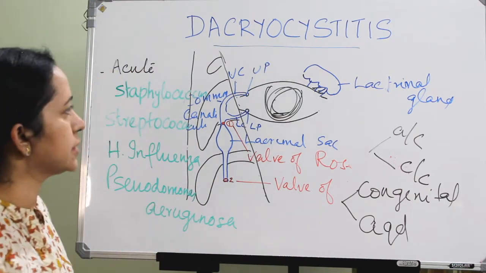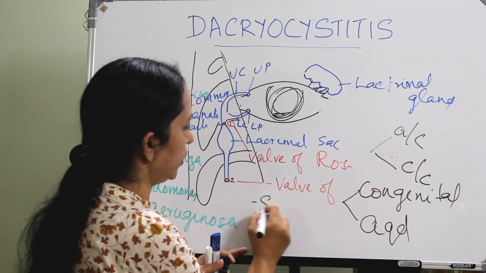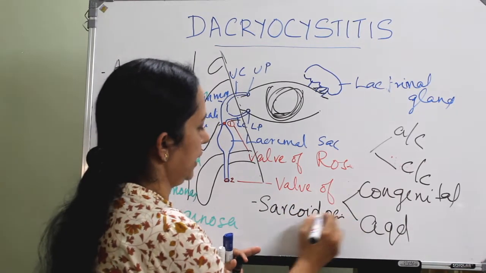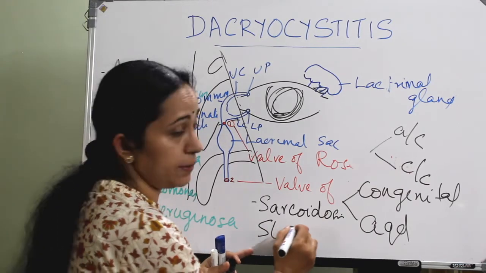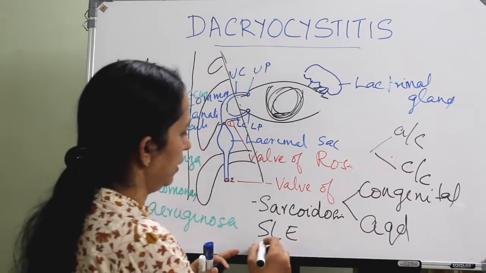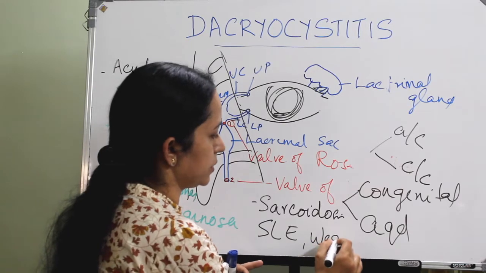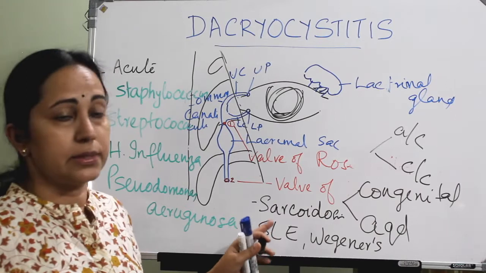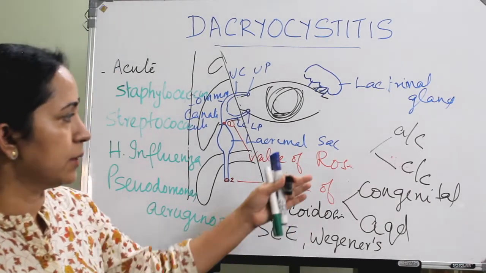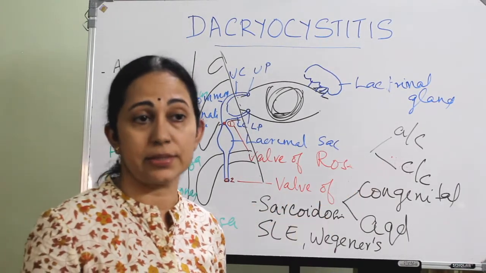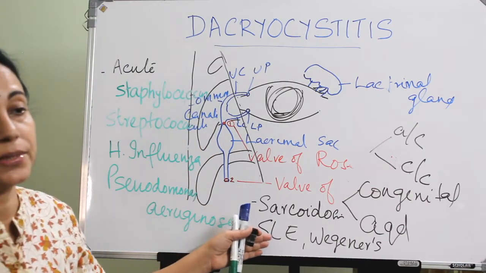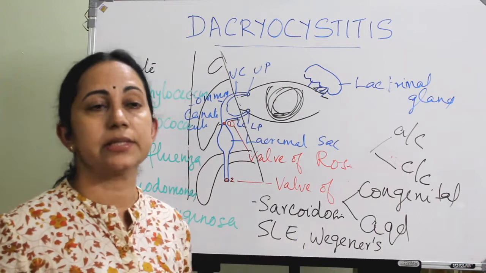And chronic dacryocystitis is mainly due to repeated infections or systemic diseases. Which are the systemic diseases? That is sarcoidosis, then SLE, systemic lupus erythematosus, and also Wegener's granulomatosis. These are the systemic diseases which cause chronic dacryocystitis. It's usually asked in MCQs. Sarcoidosis, systemic lupus erythematosus and Wegener's granulomatosis.